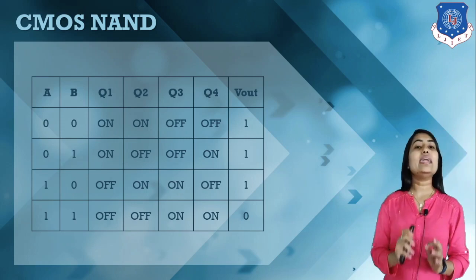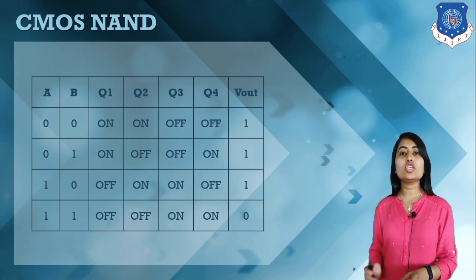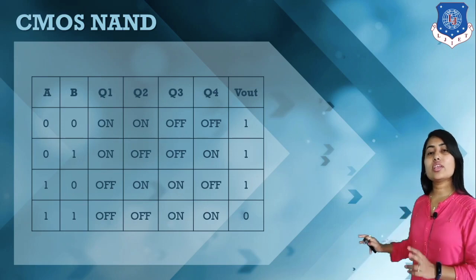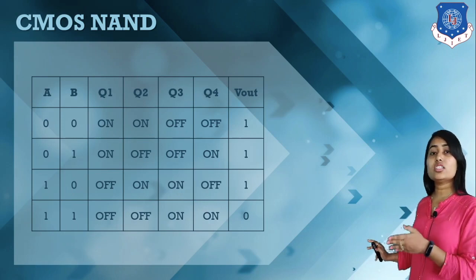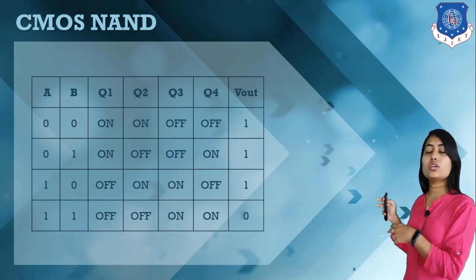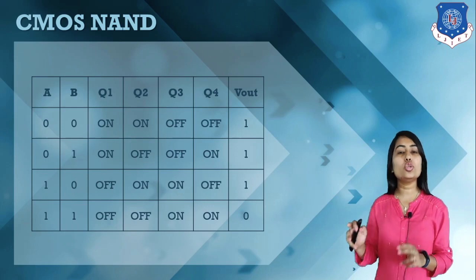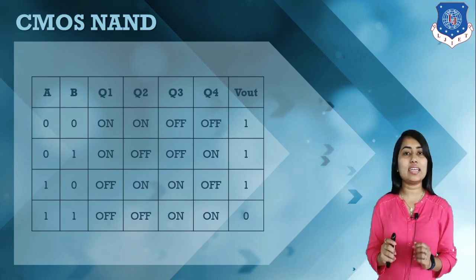Okay, and if A and B are equal to 1 1, then Q1 and Q2 are on, so Q3 and Q4 are off. As the P channel MOSFETs are connected in parallel, both the paths are closed for the power supply to flow, so there is no output voltage, such that here we have a 0. So this is how a CMOS NAND gate works.